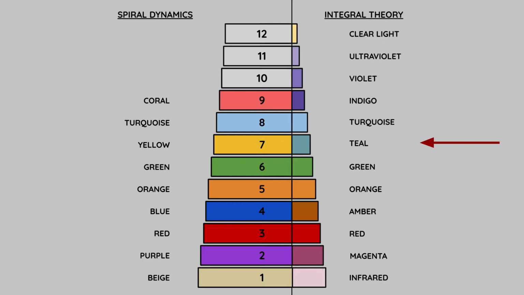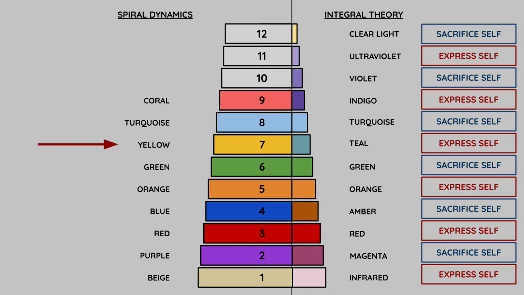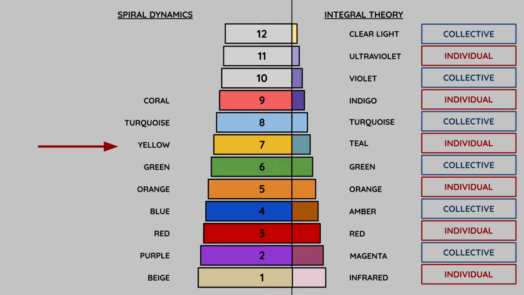So let's talk a little bit about this move that happens from green to second tier, how that actually happens. Although we'll mostly be using the word yellow in this video, Ken Wilber's integral philosophy would refer to the yellow stage as teal. Departing from green, we're now coming back to an expressive self and a more individualistic way of being. So we're also coming back from green to a warm color, yellow.